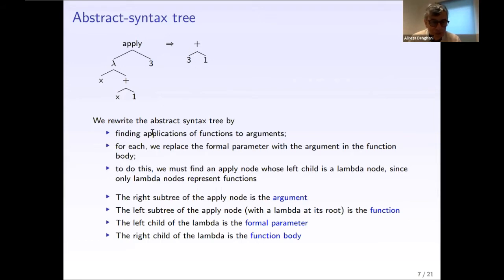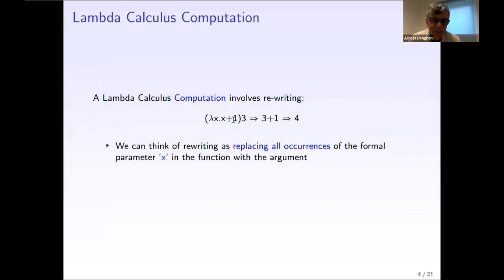We rewrite the abstract syntax tree by finding the application of a function to an argument. For each, we replace the formal parameter with the argument in the function body. To do this, we must find an apply node whose left child is a lambda node, since only a lambda node represents a function. Okay? So that's the way it works. That's exactly the same way we did in here. We tried to simplify. We tried to rewrite.